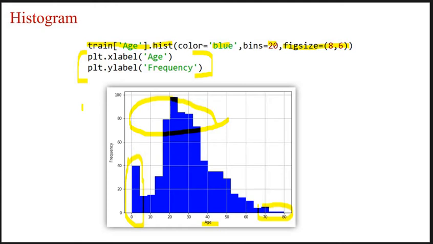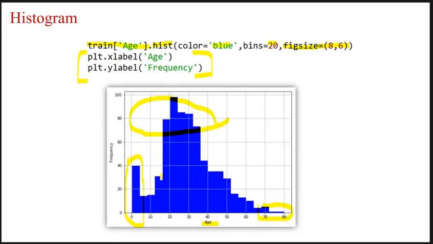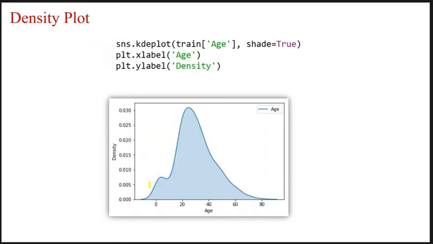We can also make the density plot, and you can see from the shape that, as we discussed, the density plot is like a smoothed histogram.